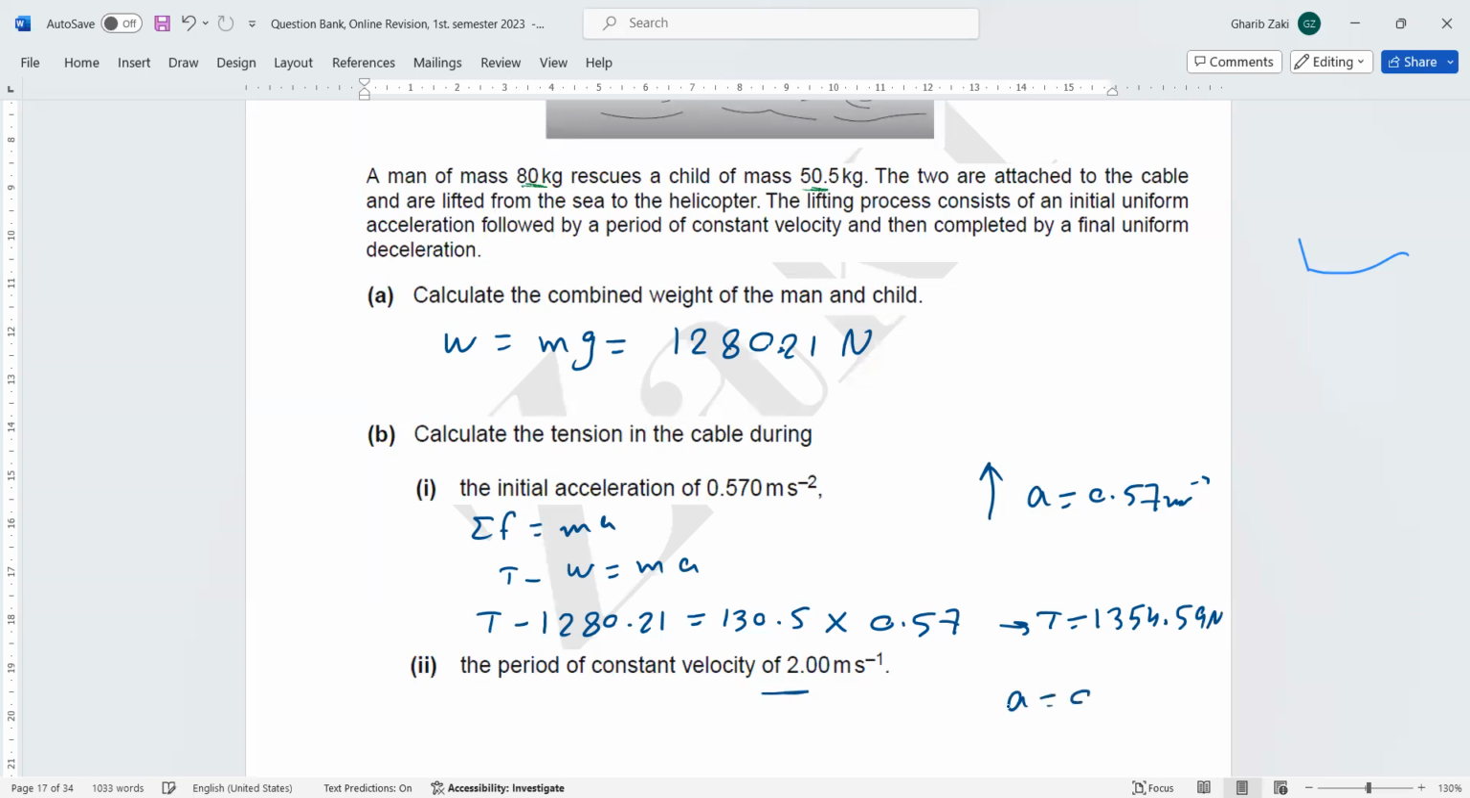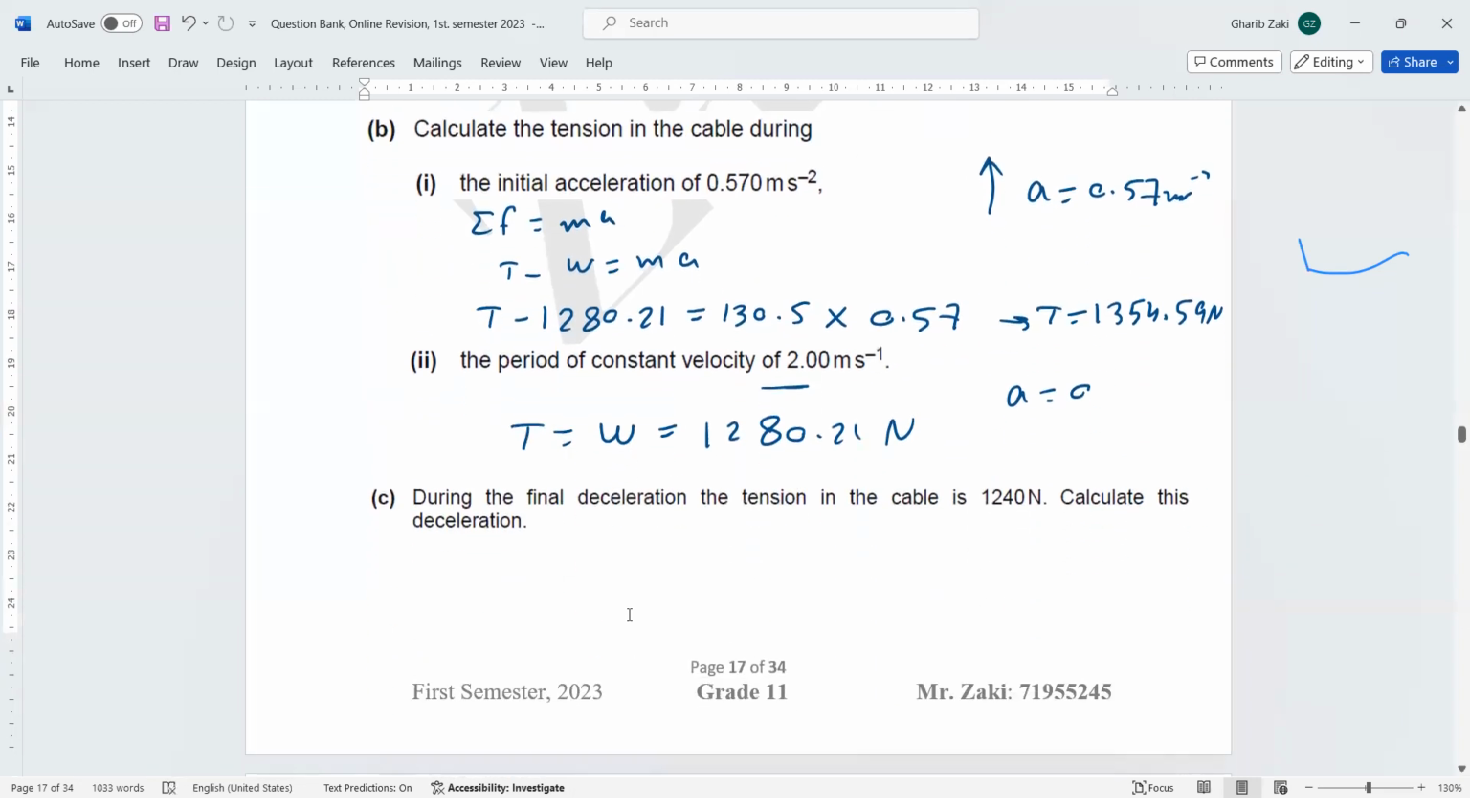Period of constant velocity. Constant velocity means the acceleration equals 0. So the tension equals the weight, which is 1280.21 Newton. Okay, next question.